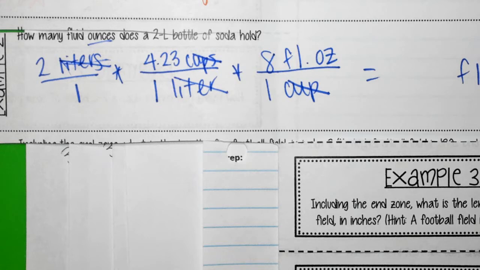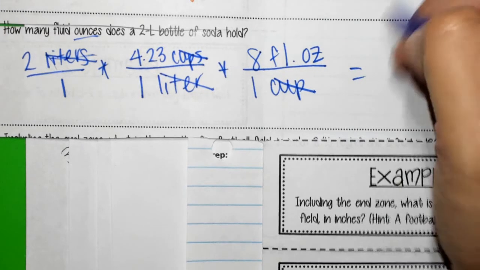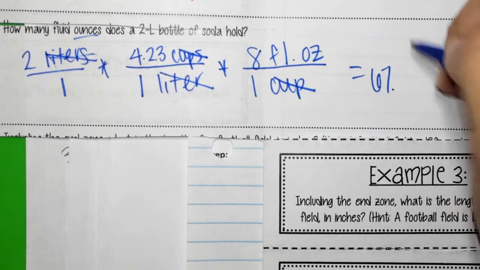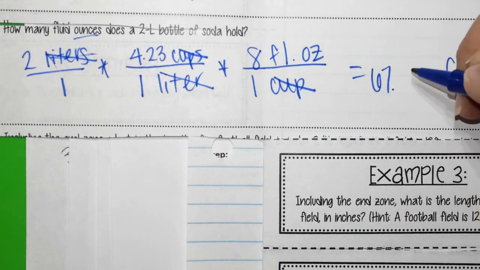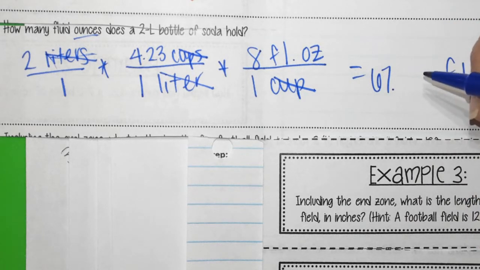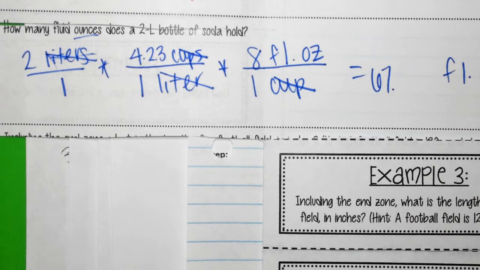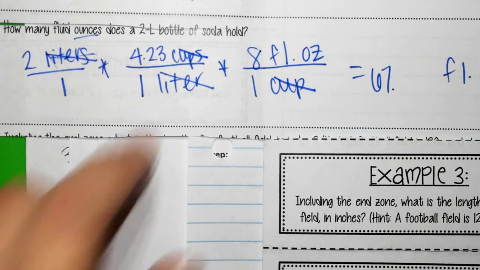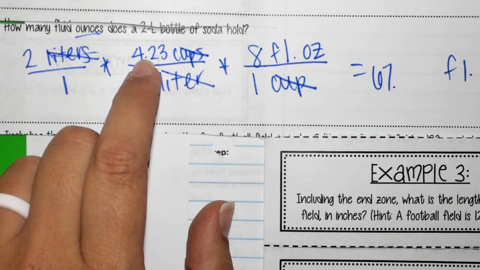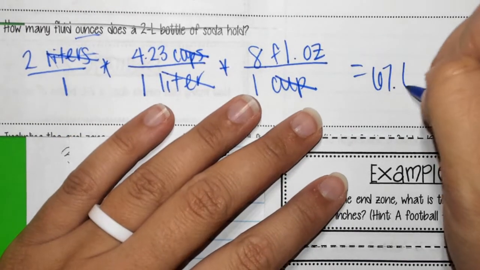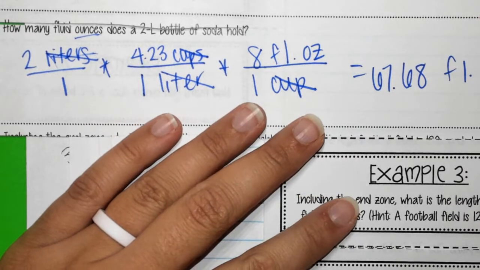This would actually be the time to use your calculator as opposed to 22 times 4. This would be the right time. Donnie? 67 point what? You should get a decimal, because it's times 4.23. 67.68. Is yours rounding?